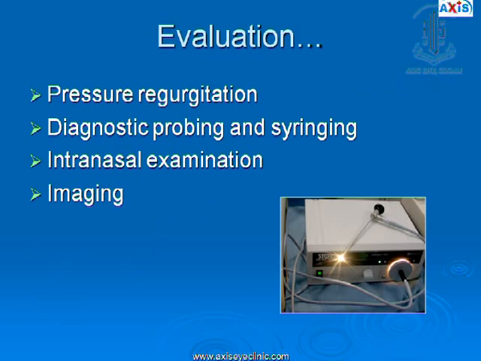So the commonest test that we would like to do in the clinic in any child who presents with watering is to put pressure on the region of the lacrimal sac, that is in the lacrimal fossa. So just on the inner aspect of the inferior orbital rim, just below the medial canthus, we like to press on the lacrimal sac and see if there's any kind of fluid coming out of the punctum and the canaliculus. So if pressure regurgitation is positive, it is a very high chance that there is a nasolacrimal duct obstruction.